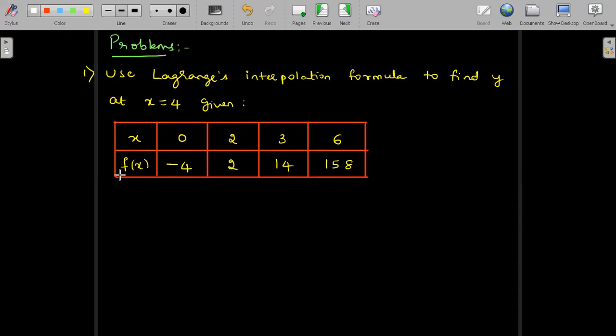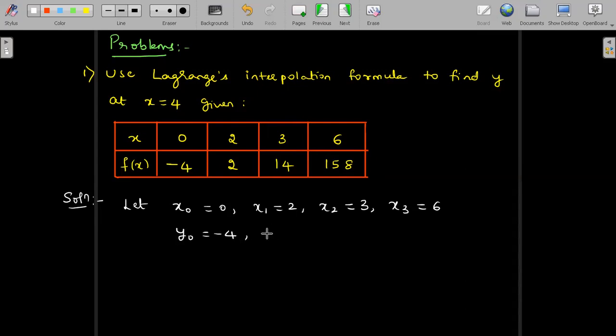So very firstly, in the solution, let us assume these values as respectively denoting them by x0, x1, x2, x3. And the respective values of y are y0 equal to -4, y1 equal to 2, y2 equal to 14, and y3 is equal to 158. So with this, we will now write down the Lagrange's interpolation formula.